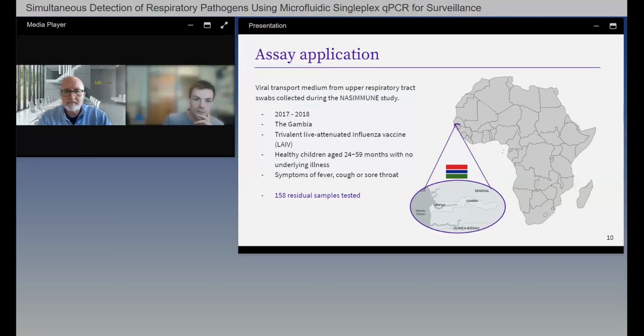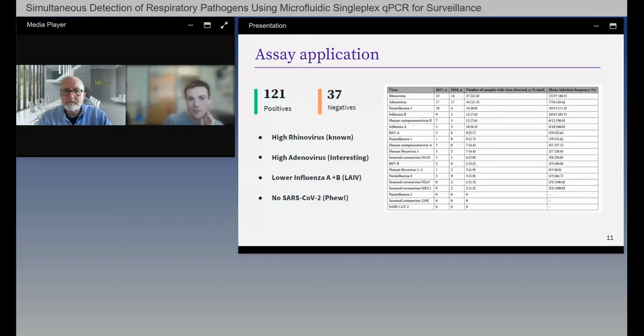So we had 158 residual samples to test, which is lower than expected, but that's what we had available in the lab. We decided to test these in duplicate, just so we could rely on the results effectively. We did have a few cases where it was useful to have it in duplicate, because a few samples did have drop out, and I don't know if that was due to loading issues or amplification issues, or that the samples were quite old and had been frozen for quite a long time for RNA. We ended up with 121 positives and 37 negatives.